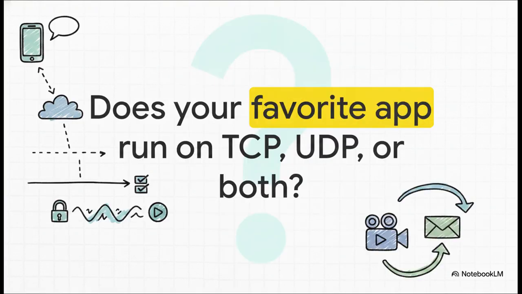So as we wrap up this explainer, I want to leave you with a question to chew on. Think of the app you use the absolute most every single day. Based on everything we've learned about perfect reliability versus raw speed, is that app running TCP, UDP, or maybe a clever combination of both? Next time you send a message or start a live stream, you'll know exactly what's happening behind the scenes.